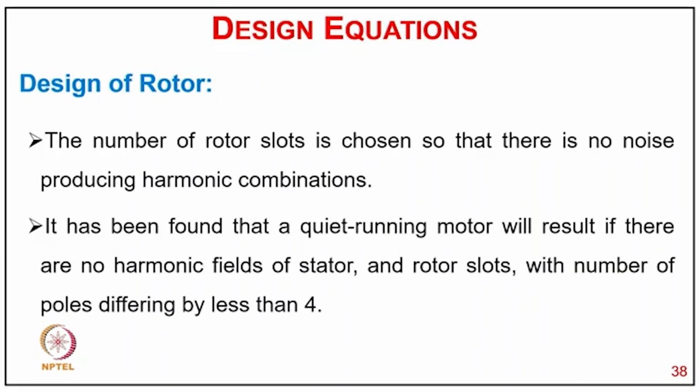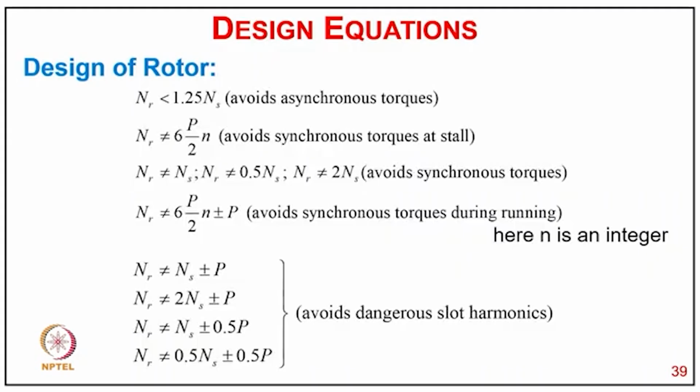the number of rotor slots is chosen so that there are no noise-producing harmonic combinations, and it has been found that a quiet running motor results if there is no harmonic field of the stator or rotor slots with the number of poles differing by less than 4. Now for the design of the slots there are restrictions. NR should be less than 1.25 times NS to avoid the asynchronous torque, usually called crawling, and NR should not equal 6P by 2N, to avoid synchronous torque at stall, avoid the cogging.